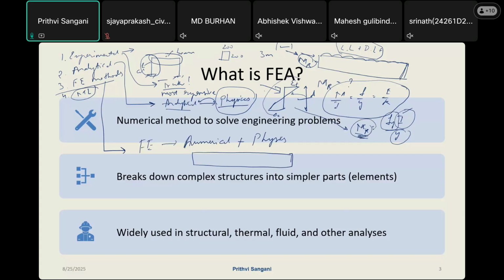But in FE, what happens is that for the same beam, we'll break it into parts. We'll try to break this beam into several parts. And by now you would have guessed what these parts are. These parts are nothing but the elements. So you take one element out.